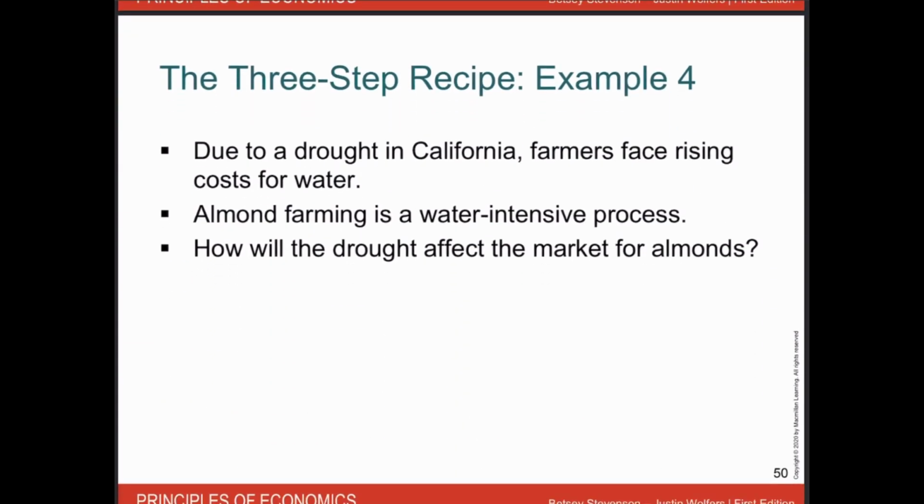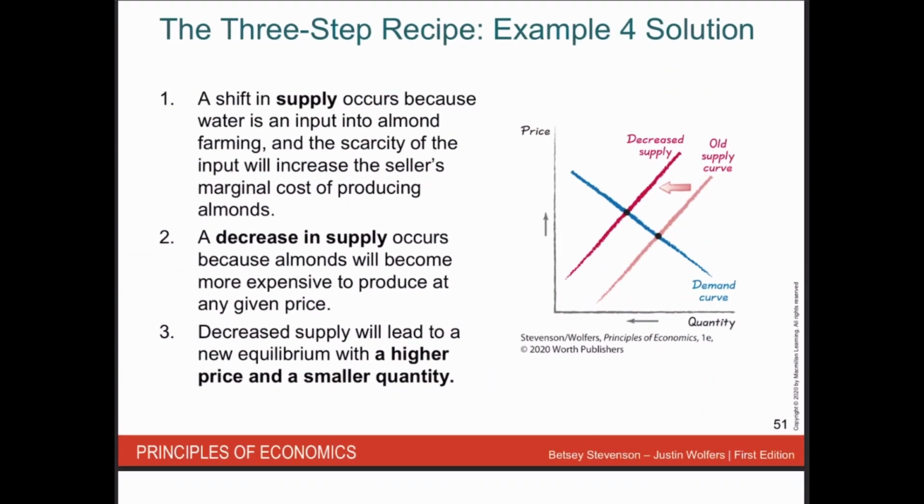Next example is, due to the drought in California, farmers face the rising cost for water. Okay, but farmers are farming almonds, and almonds are what? Water intensive. So how will the drought affect the market for almonds? We can expect that due to the drought, the supply of almonds will decrease. After that, we have decreased the supply of the almonds.